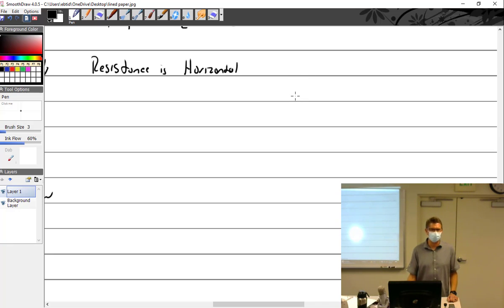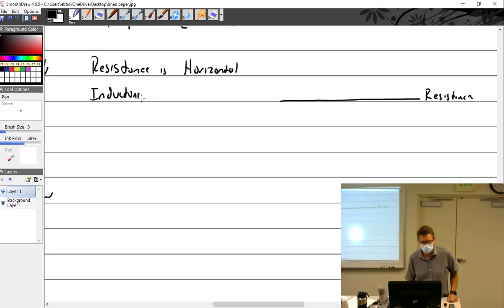Oh yes, the x-axis. So we have resistance going on the horizontal. So resistance will go on the horizontal. Then inductive reactance or capacitive reactance are the words I'm searching for.